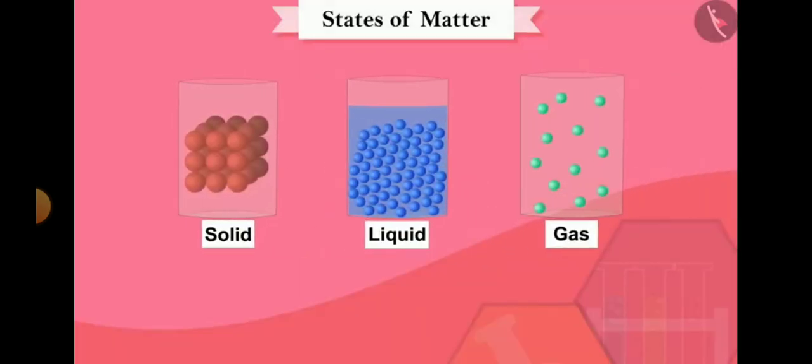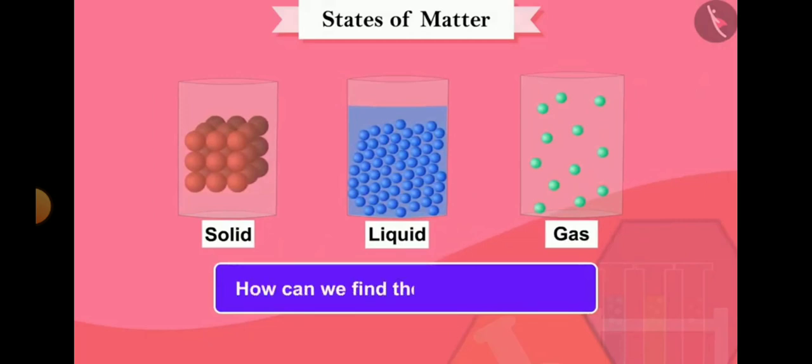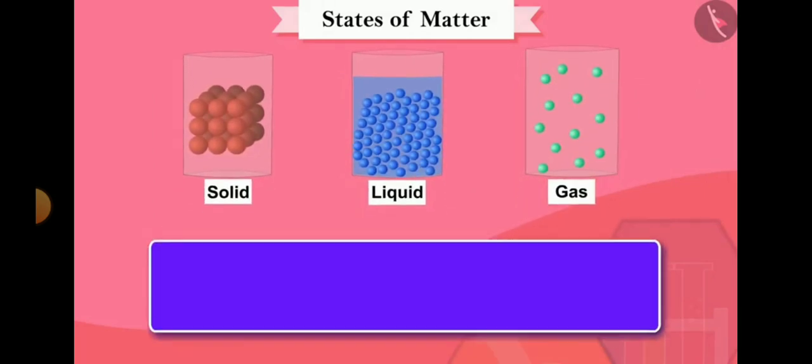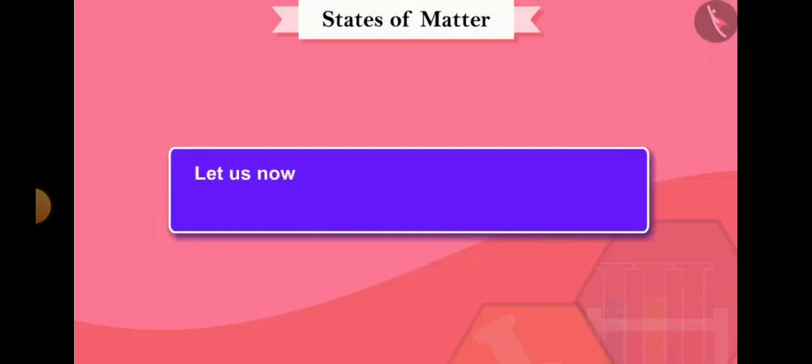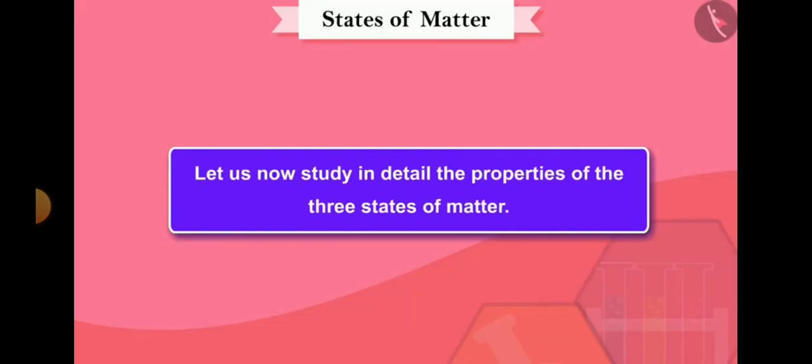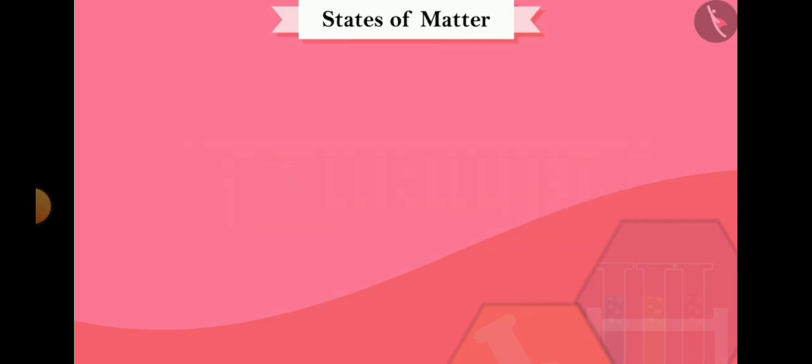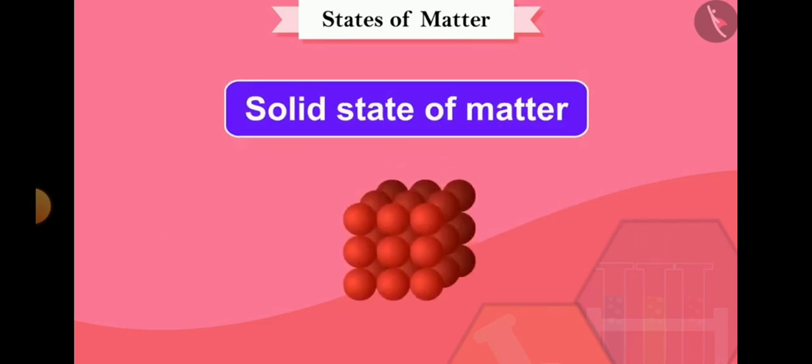Now you may be thinking, how can we find the states of matter? The states of matter are due to the different characteristics of its particles. Let us now study in detail the properties of the three states of matter. First of all, we will study the solid state.